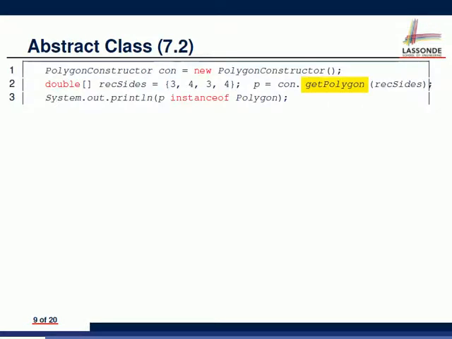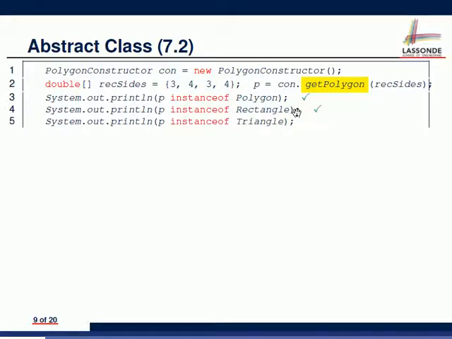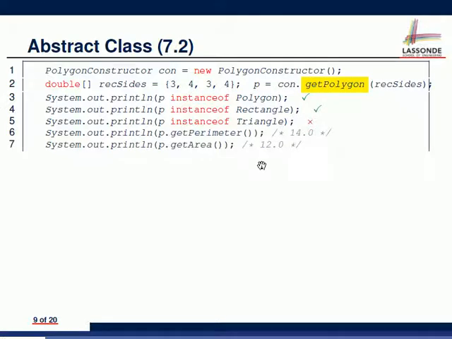You get a polygon over here. Now, when you say P instance of polygon, true or false? What's the dynamic type? So after line number 2, what's the dynamic type for P? Rectangle, right? Because the size of the array is 4. So now, instance of, the dynamic type is rectangle. Rectangle is a descendant class of polygon, so true. What about here? Rectangle, dynamic type, descendant class of rectangle, true. What about this? False, right? Very easy to see.